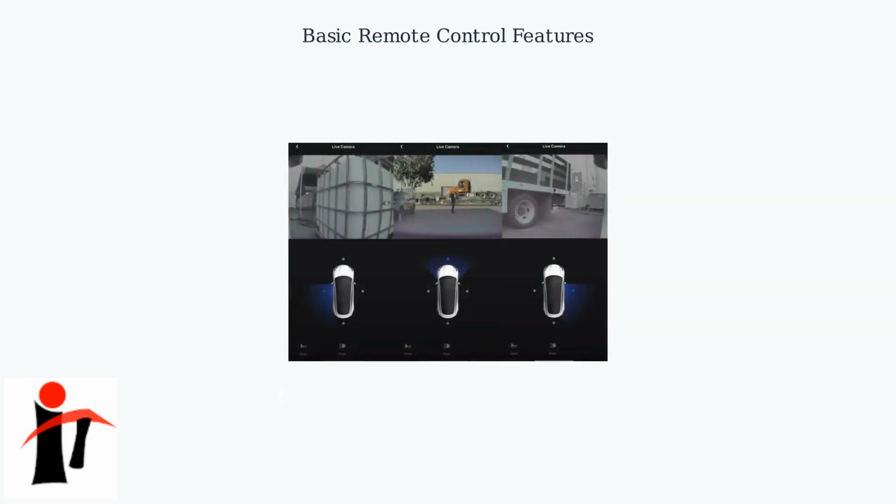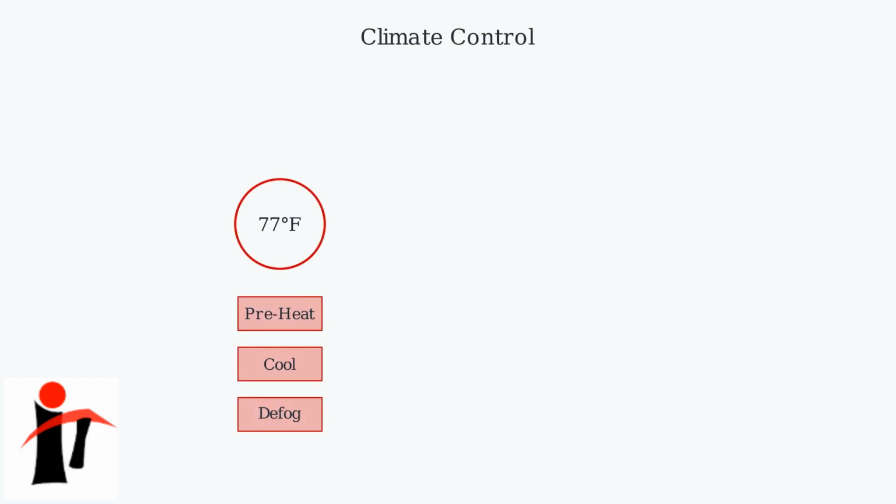You can also open the front and trunk remotely, making it easy to access your cargo without the keys. For enhanced security, activate Sentry Mode to view a live camera feed of your car's surroundings. Take control of your car's climate remotely by preheating or cooling the cabin and defogging the windows.